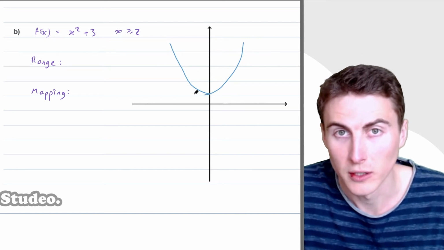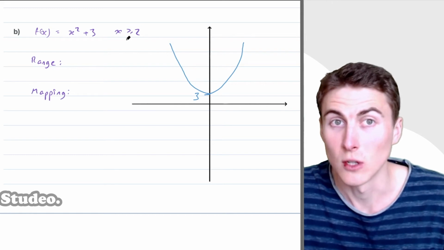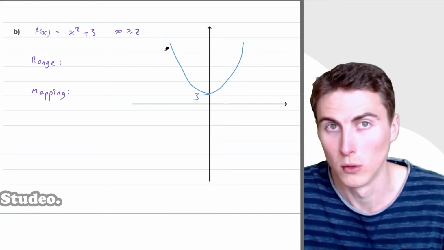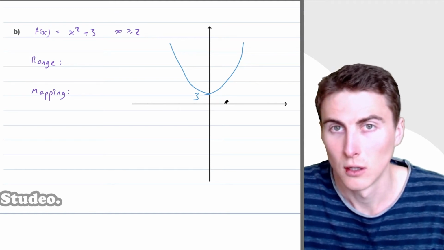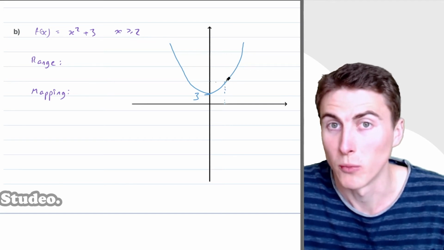And so this value here would be 3. However, I then want to consider this domain. So actually, I only want to draw the graph when the x value is 2 or more. So x being 2 is like somewhere around here. So I can sort of imagine it being like this. So actually, I only want to draw it from this point onwards.